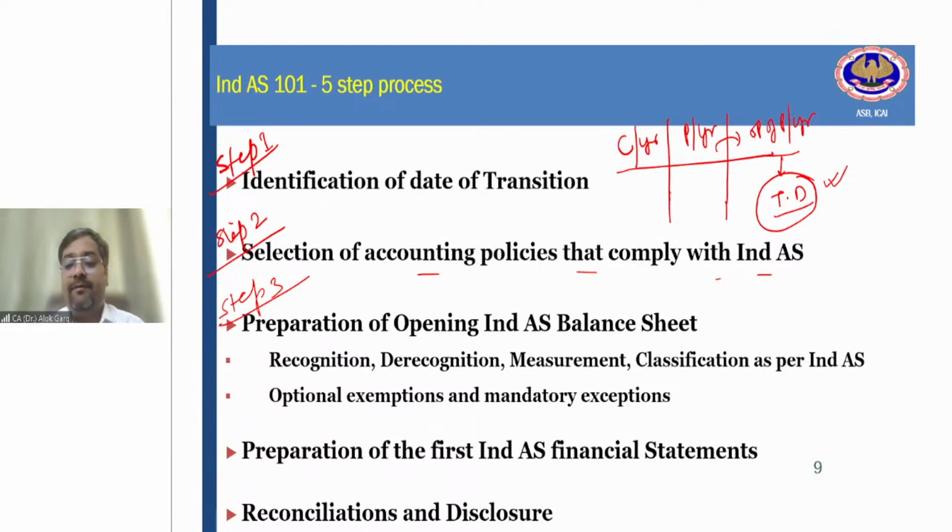Classification. For example, preference share capital has to be classified as liability instead of equity. So recognition, derecognition, measurement, classification as per Ind AS.